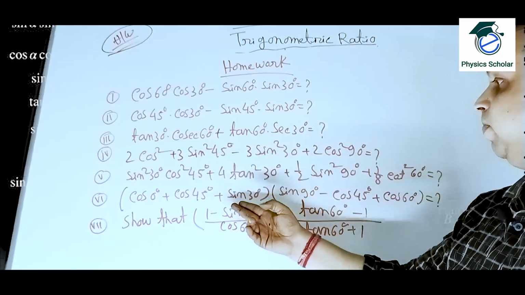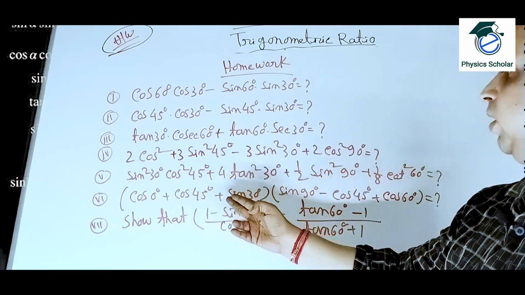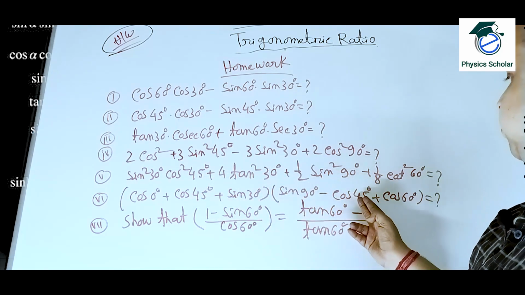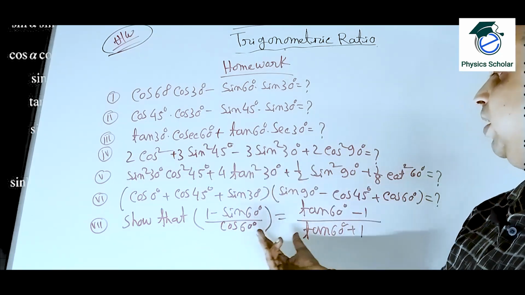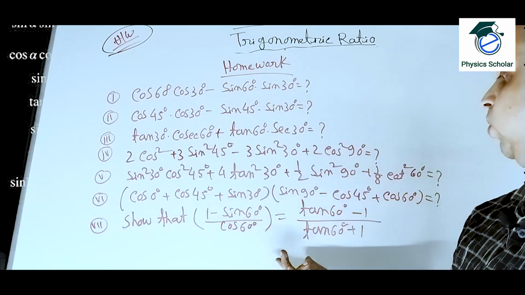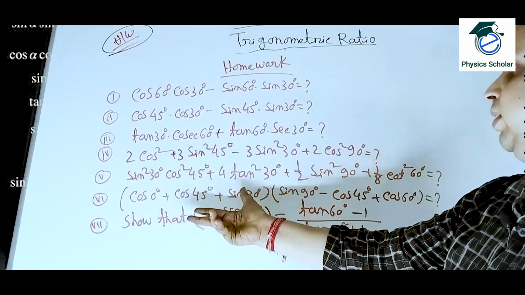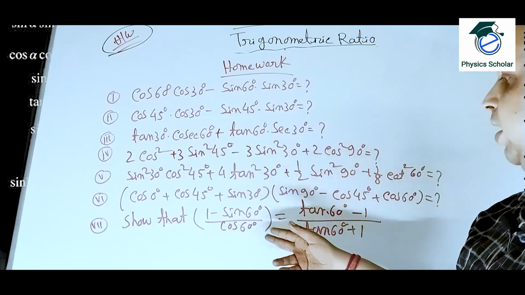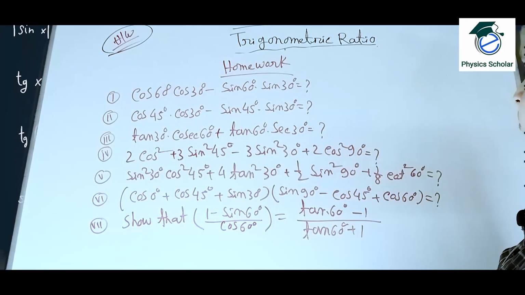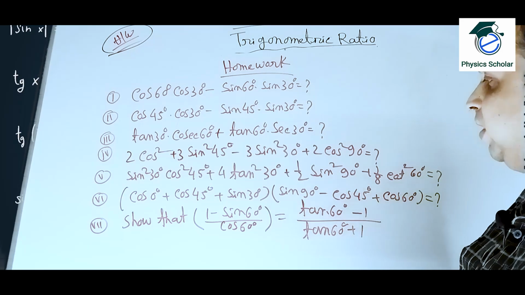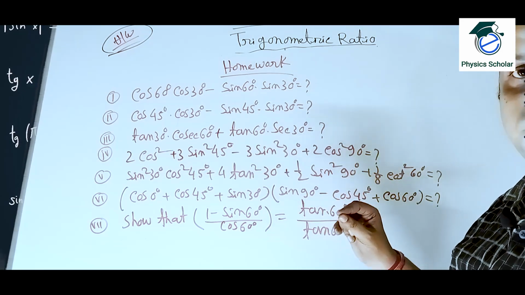This one is also very easy. You have to find the value of cos 0, cos 45, sin 30, sin 90, cos 45, cos 60. Just put the values and calculate. And here it is proved, that means you have to put the values of sin 60, cos 60 over here and tan 60 and tan 60 over there, okay. This is your left hand side, this is your right hand side. In both cases the value will be the same. So very easy. You just pause the video, copy the sum and try to practice it.